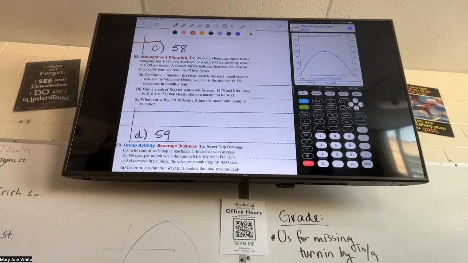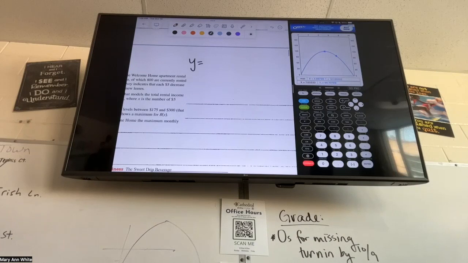This one says the Welcome Home Apartment Rental Company has 1,600 units available, of which 800 are currently being rented at $300 per month. The market survey indicates that each $5 decrease in monthly rent will result in 20 new leases. Okay, so the question we're asking ourselves is, what should the price be? How much should we drop the price in order to have the most amount of rentals in our unit? Okay, and we're going to answer that with our equation, and we're going to set it up again a little different than we're used to.